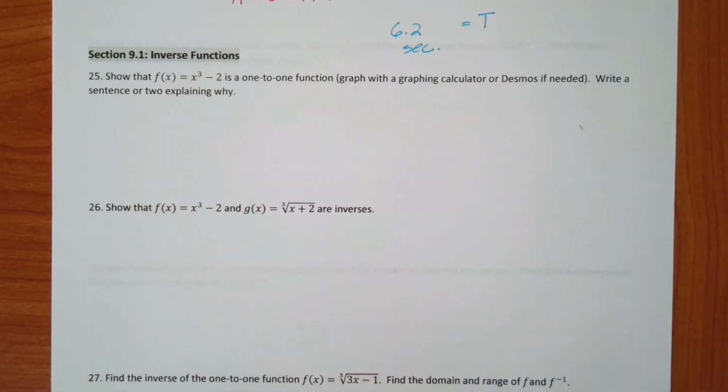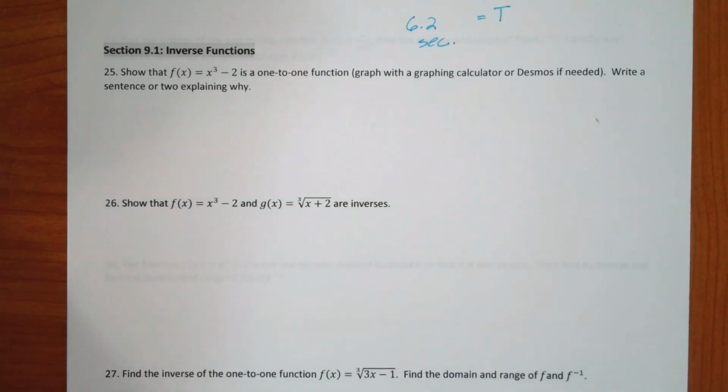Let's take a look at 9.1, which is inverse functions. Okay, so we want to show that f of x equals x to the third minus 2 is 1 to 1. Graph with a graphing calculator or Desmos if necessary, and write a sentence or two explaining why.